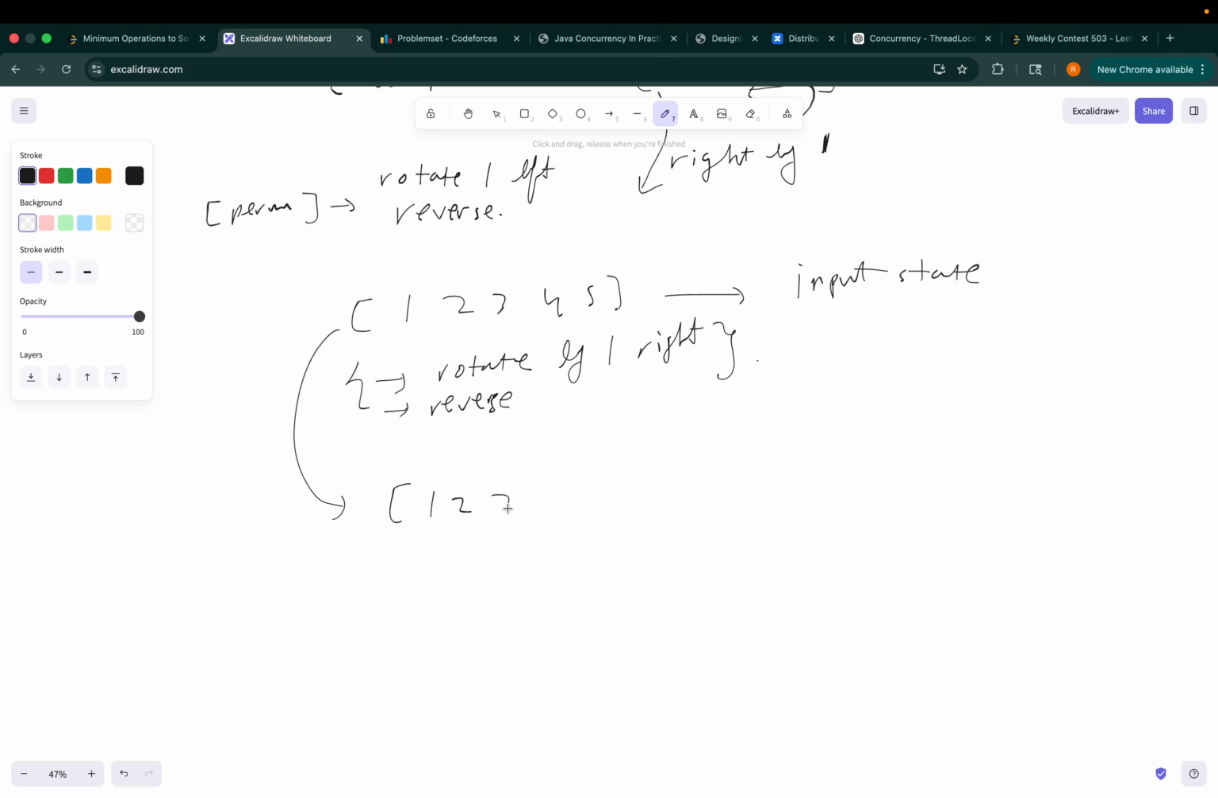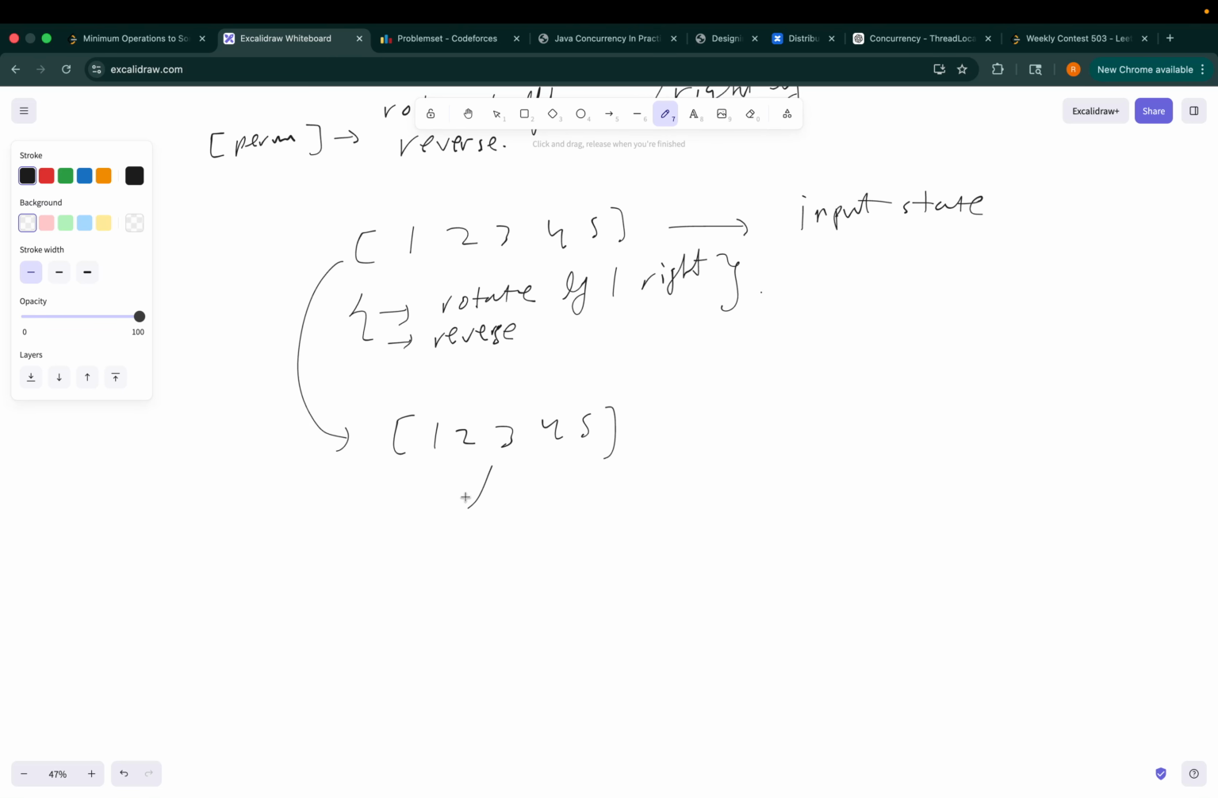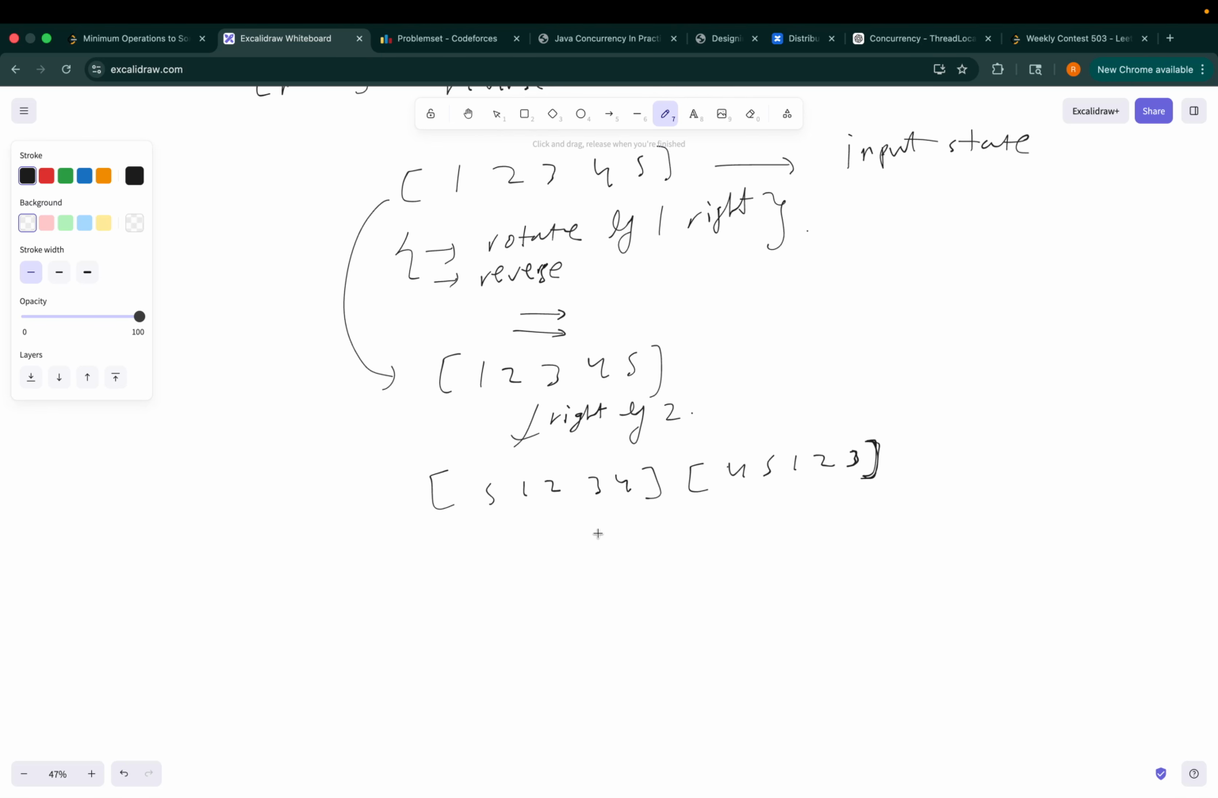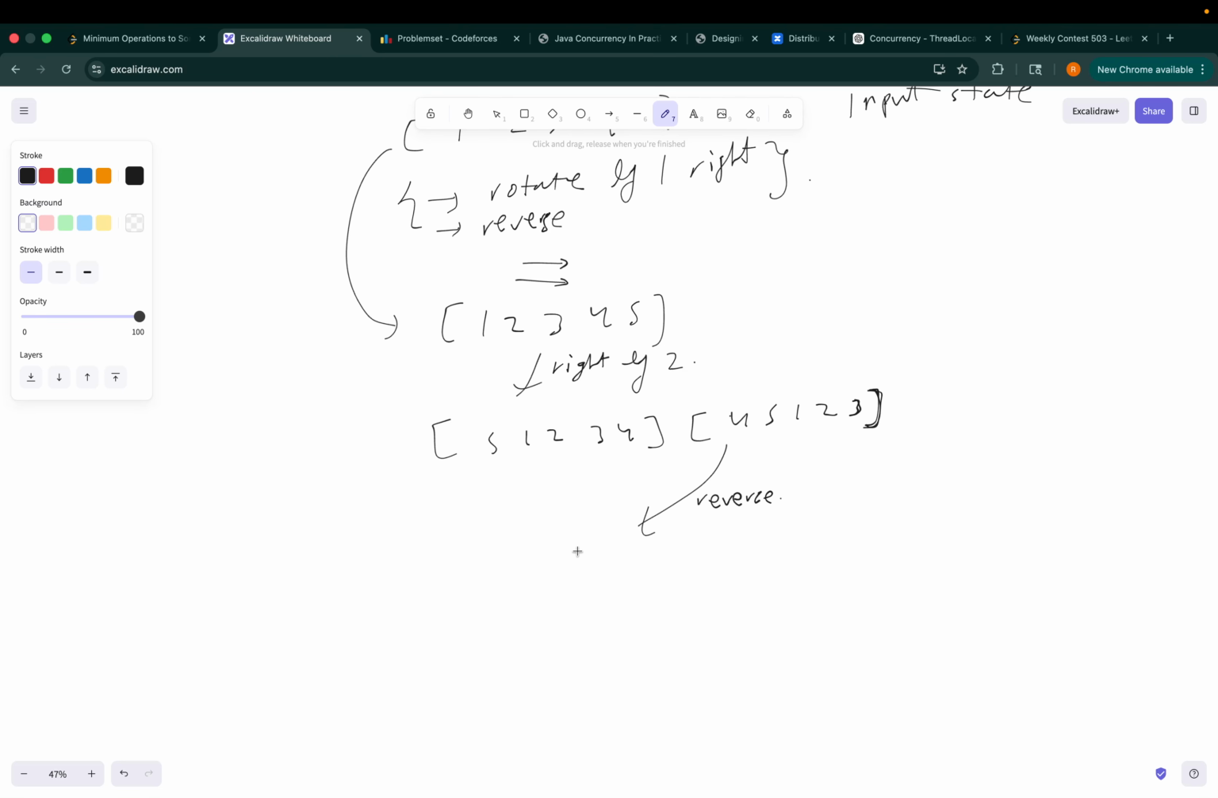So if you are given 1 2 3 4 5, then let's say we rotate by right, we rotate 2 places to the right. So right rotation is like 2 times like this. The first one will give you 5 1 2 3 4, I think, right? And then the second one will give you 4 5 1 2 3, right? And then let's say you reverse this array. So now your array will look like 3 2 1 5 4.